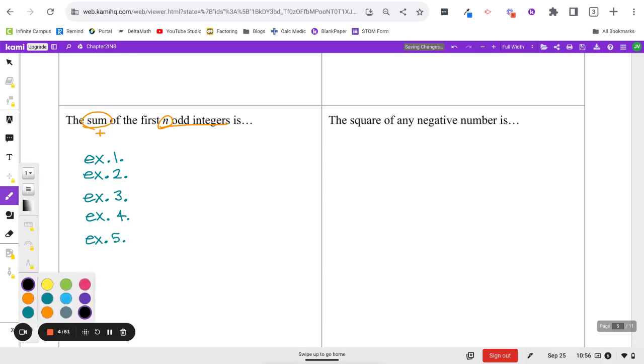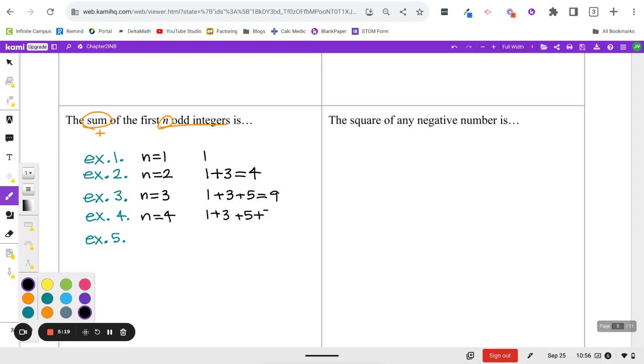So for example, the first n odd integers. If we say, hey, I want just the first number, the first odd number is just 1. If I want the first two odd numbers, I want 1 and 3, and that equals 4. If I want the first three odd numbers, I want 1 and 3 and 5, and that equals 9. If I want the first four odd numbers, I want 1 and 3 and 5 and 7, and that's 16. If I want the first 5, that's 1 and 3 and 5 and 7 and 9, and that's 25.